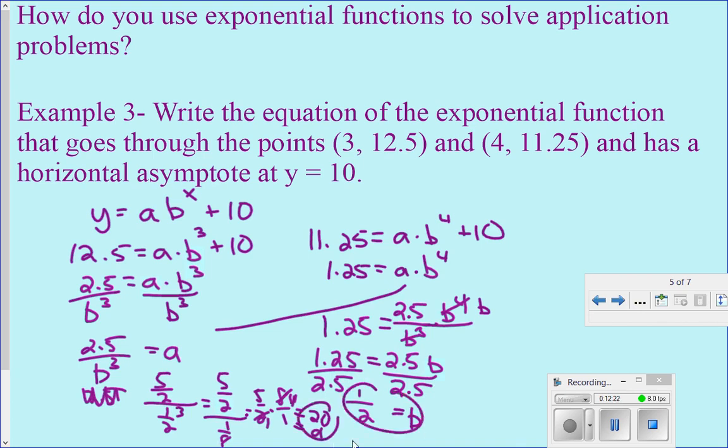Okay, so now that I have my a and my b, I'm going to go back up here to the original. y equals a, which we just found out is 20, times b, which is 1/2, and that's raised to the x, and plus 10 is on the end because of that asymptote. And that's our final answer. That is the equation. Remember, you can't multiply the 20 and the half because of order of operations.